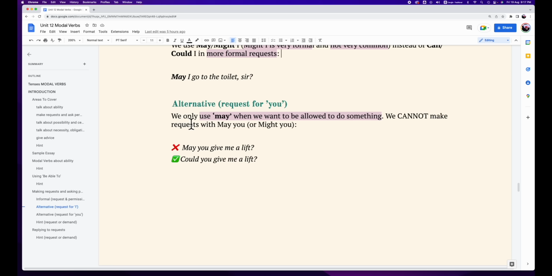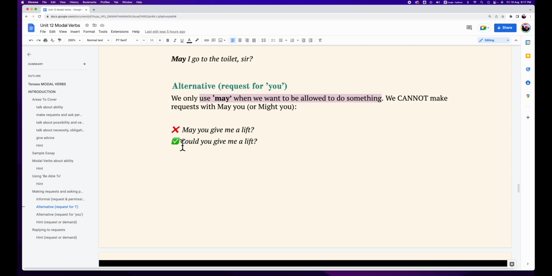Then how about an alternative of requesting for you? Let's take a look. We use may when we want to be allowed to do something. We cannot make requests with may you or might you. Instead, could you give me a lift? Then how about some hints we must care about?